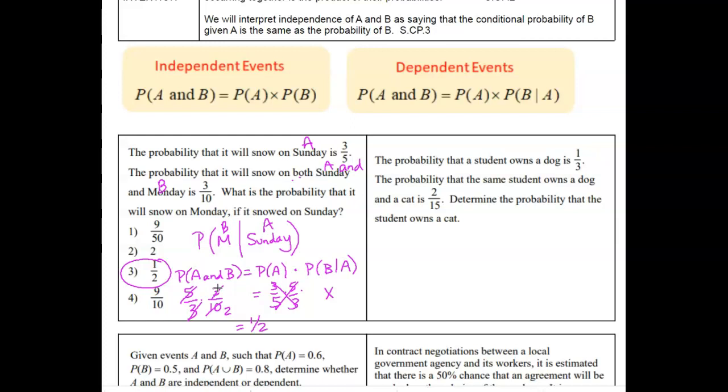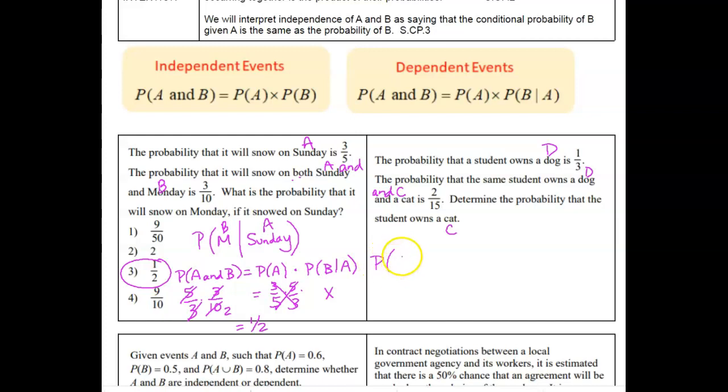All right, let's try our second example. The probability that a student owns a dog is 1/3. The probability that the same student owns a dog and a cat is 2/5. Determine the probability that the student owns a cat. So I'm going to let cat be C, D and C, and then the probability that a student owns a dog. All right, so, well, I kind of have 3 different things, and I don't have any given probabilities, so this is probably a good formula to use.